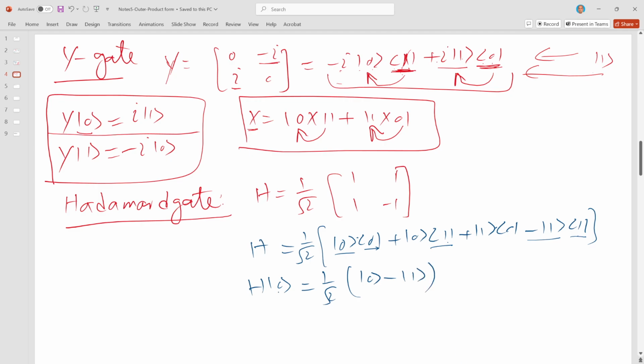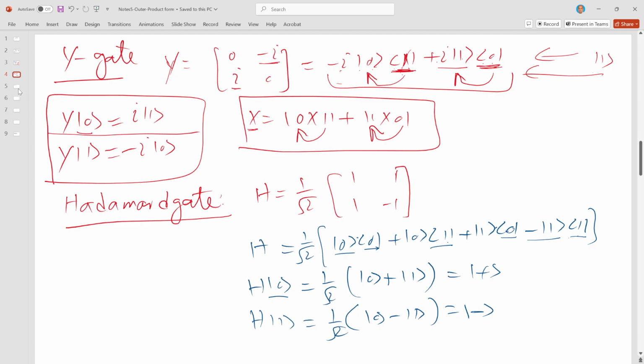No, sorry, I'm applying H to 0, so this has gone away. So 0 into 0 is 1, and I'm left with plus 1, which is the plus state. Similarly, H applied to the 1 state will give us this state with a minus sign, so this becomes the minus state. All right, so this is the outer product form representation for a 1-qubit gate.